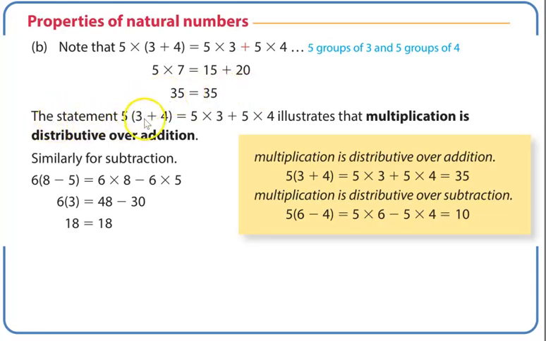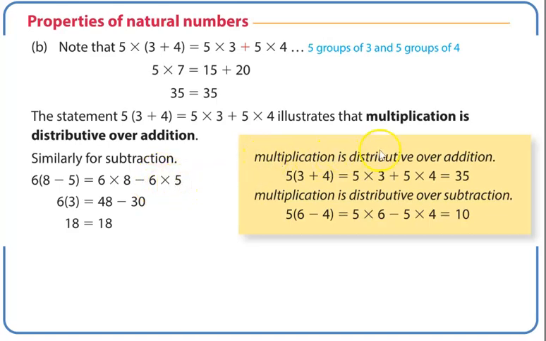The statement 5 times (3 plus 4) is equal to 5 times 3 plus 5 times 4 illustrates that multiplication is distributive over addition. Similarly, for subtraction, 6 multiplied by (8 minus 5) is equal to 6 times 8 minus 6 times 5. Focusing on the left-hand side, 8 minus 5 is 3, and 6 times 3 is 18. On the right-hand side, 6 times 8 is 48, and 6 times 5 is 30, and 48 minus 30 is 18. So we get the same answer. So 6 times (8 minus 5) is equal to 6 times 8 minus 6 times 5.